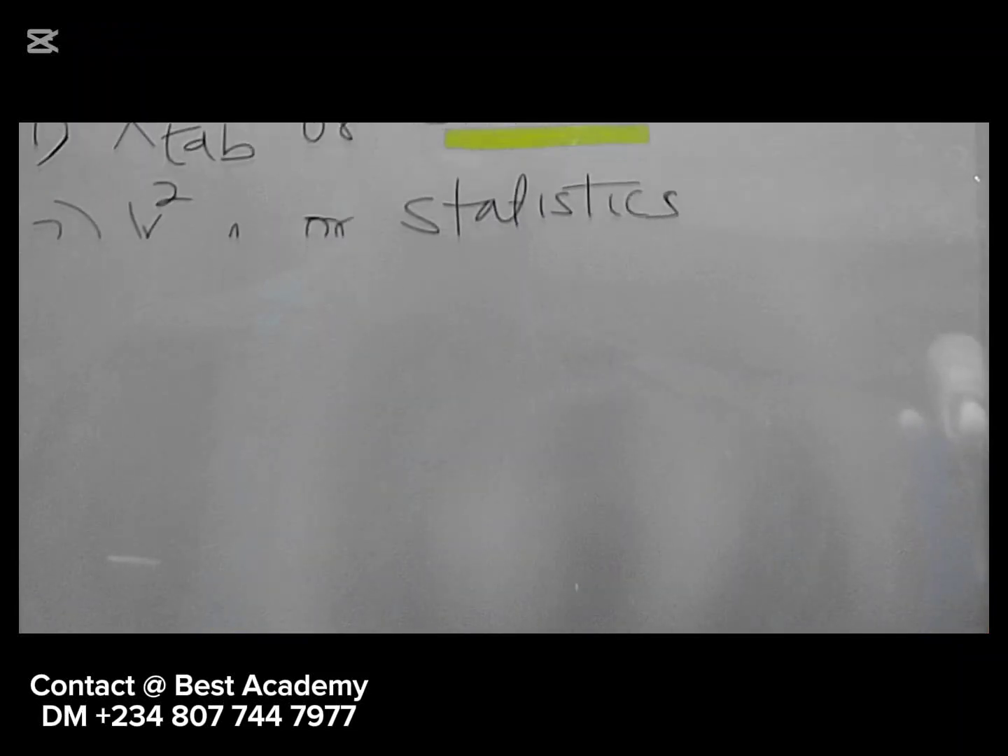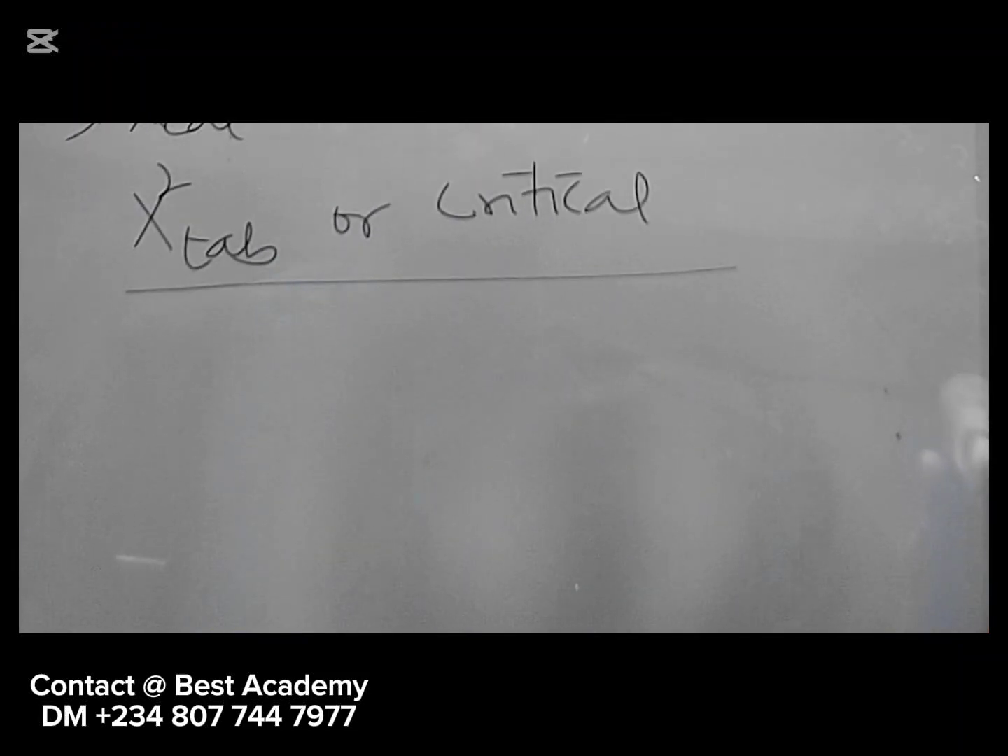Now we are talking about chi-square tabulated, or critical. We are talking about chi-square from the table. So how do we find chi-square from the table? I'm going to show you the table for chi-square and how to do that, but let's take note first. Please write: chi-square tab is gotten from the chi-square table.